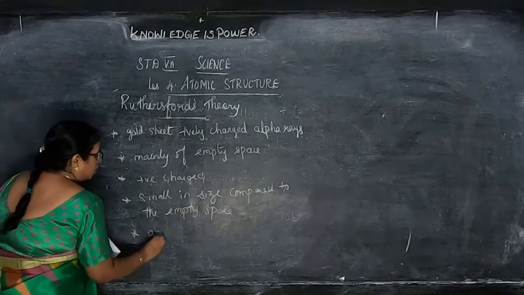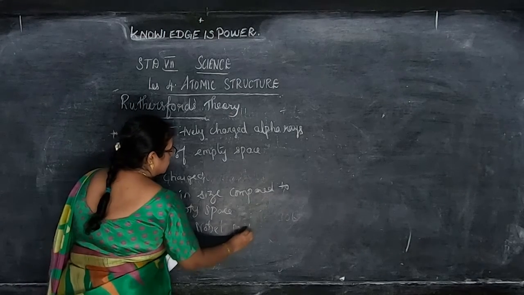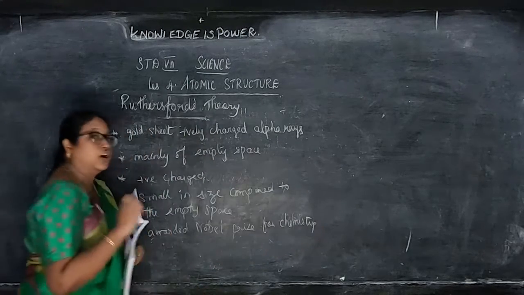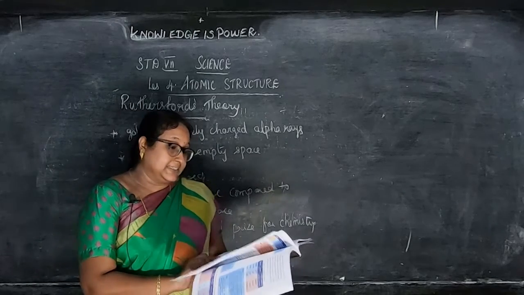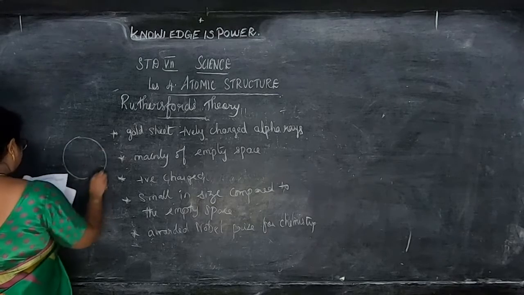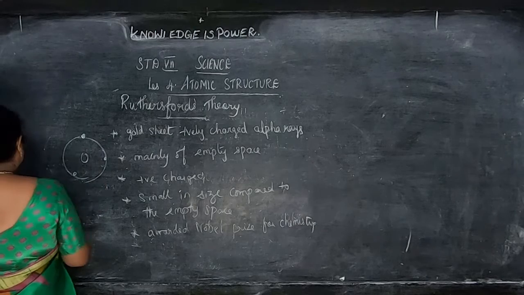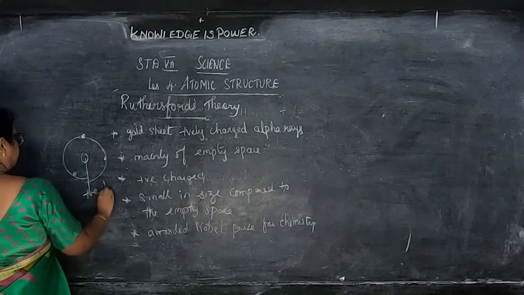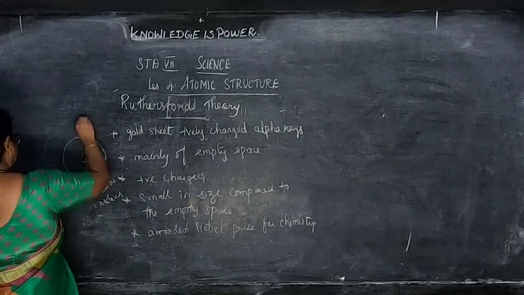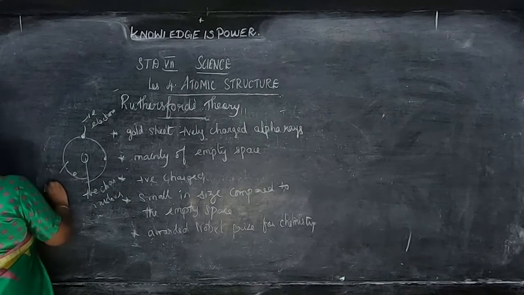Okay children, he was given the Nobel Prize for Chemistry. So the nucleus at the center of an atom is positively charged. If you see the picture here, there's a model here. This is the positively charged nucleus. These are the negatively charged electrons, and this is the empty space.